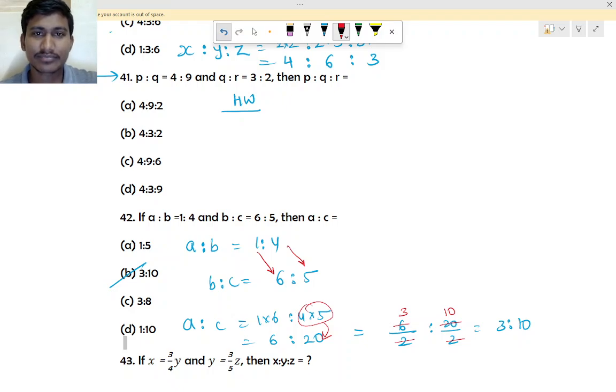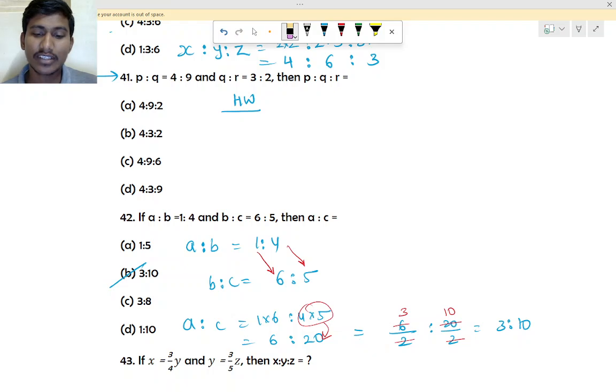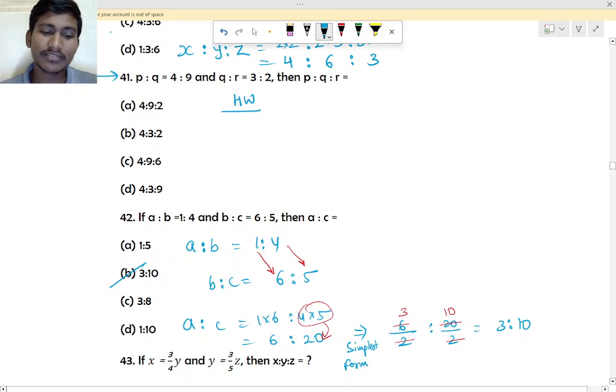Sir, 4 5 is 20, means why you took that 2? That is, we have to divide. Simplification, you know, simplest form. Sir, to write in simplest form, we have to divide it, right? Sir, do we have to take common factor? Common factor we have to divide. Yes. Simplest form, for that we have to divide it. Okay? Sir, from that 6 by 2 and 20 by 2, I did not understand.